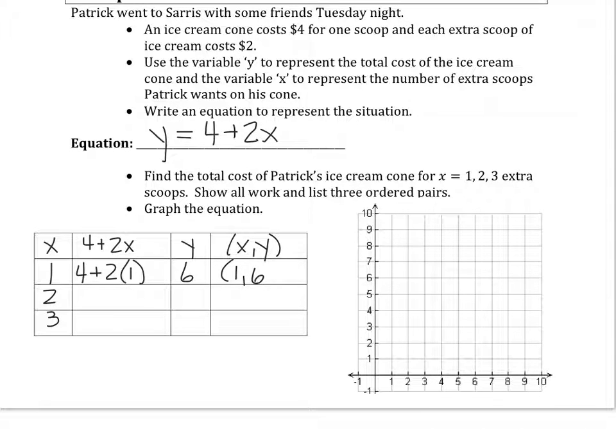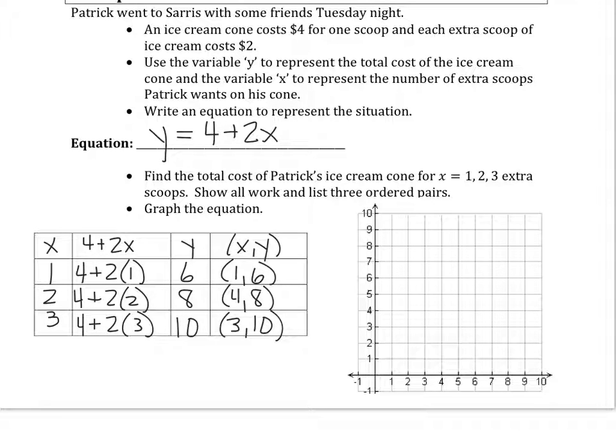(1, 6). And then if I have 2 extra scoops of ice cream, now it's getting to be a really good cone. 2 times 2 is 4, plus 4 is 8. (2, 8). And then the last one they suggested for us is 3 scoops of ice cream, plus the one that's already on there. That's a lot. 6 plus 4 would be 10. The numbers should form a pattern. 6, 8, 10, you can see.